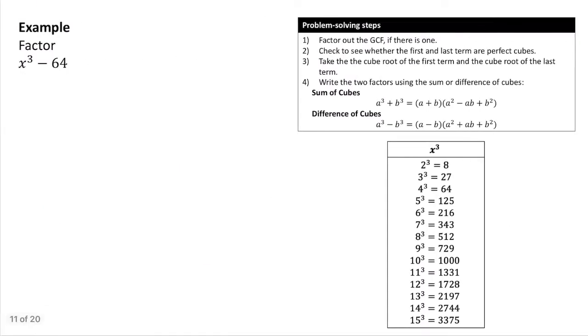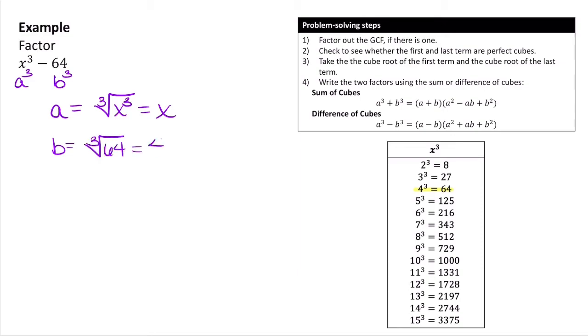So let's try factoring x cubed minus 64. So notice that 64 is one of our perfect cubes. So we're going to use that to figure out our factoring pattern. So here's a cubed, here's b cubed. So a is going to be the cube root of x cubed. Well, that's just going to be the 3 times 1/3, so that's going to be x. B is going to be the cube root of 64, which is equal to 4.